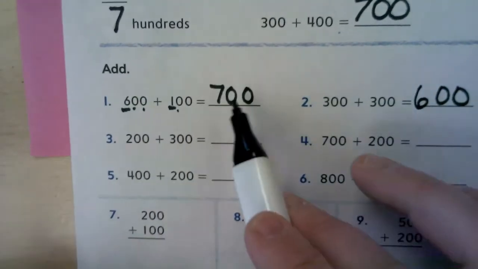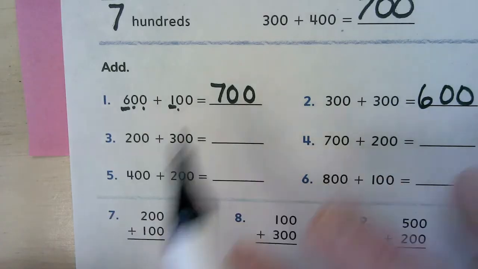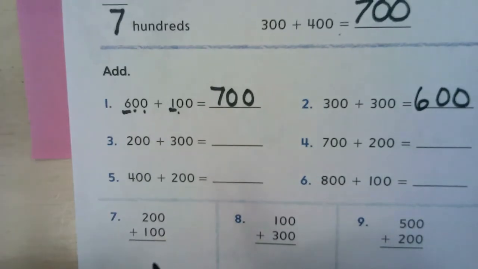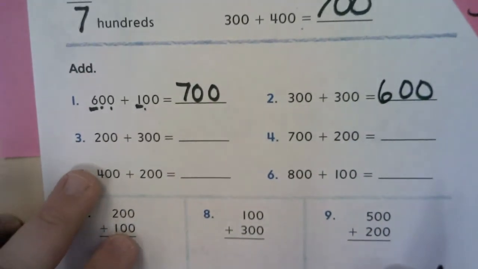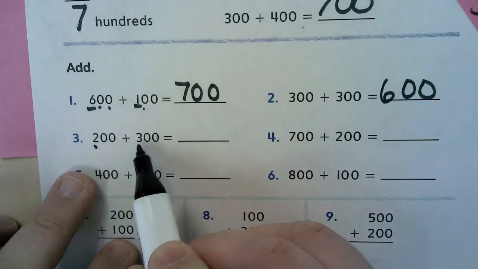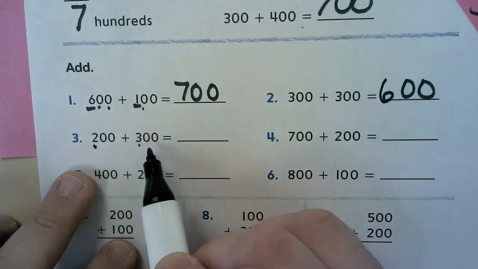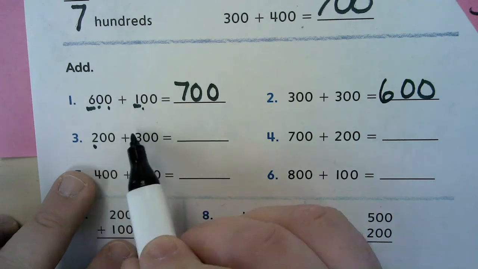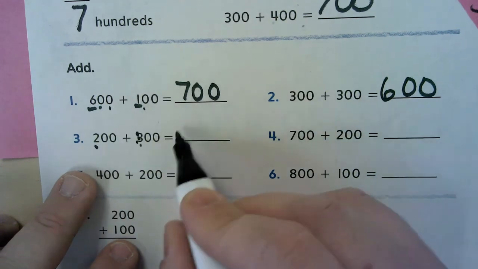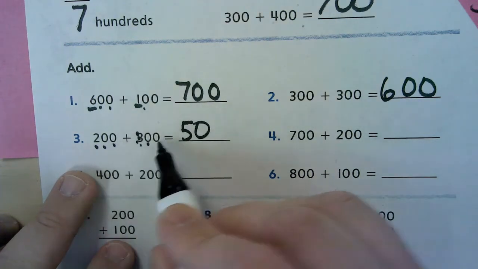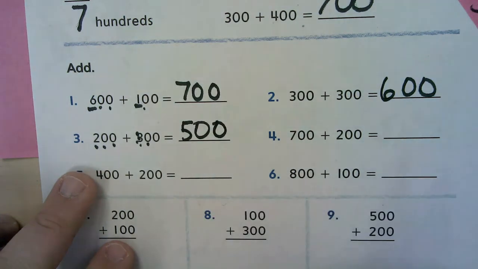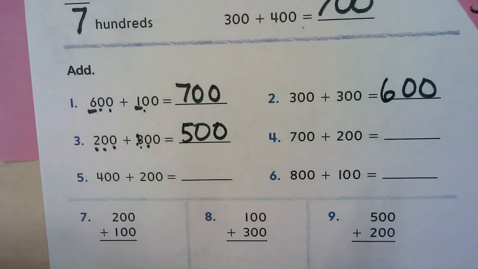Does that make sense? When we're writing our hundreds, we need to have the ones place have a 0, the tens place have a 0, and then our hundreds place is going to have that number. Well, let's try number 3 together. Let's do this one without the flats. So I have 2 plus 3, because it's 200 plus 300. Well, 2 plus 3. 2, 3, 4, 5. 0 plus 0 is 0, and 0 plus 0 is 0. So I have 500.